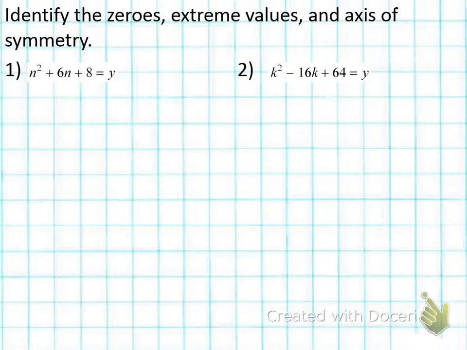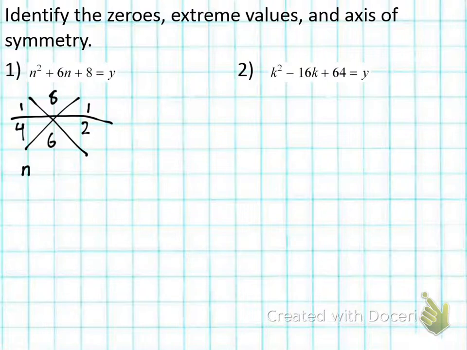Okay, so number 1, find the zeros first. To find zeros, you always use X-box. A times C is 8. B is 6. What times what is going to be equal to 8 but adds up to 6? 4 and 2. Okay. So now I'm going to rewrite this as the equivalent form, or equivalent equation. It's going to be n plus 4 times n plus 2 is all equal to y.